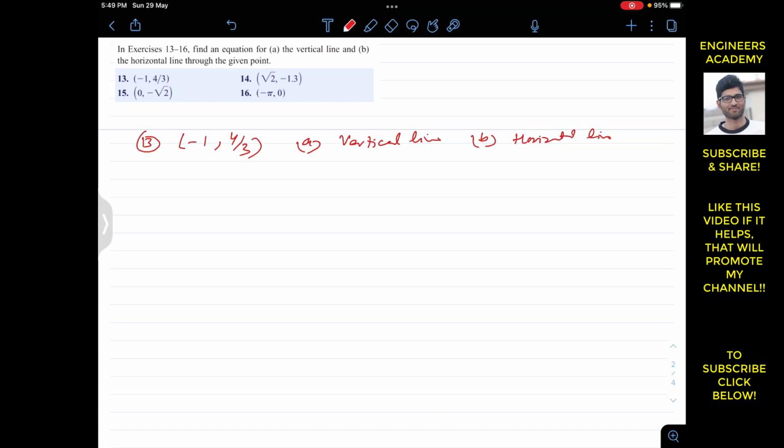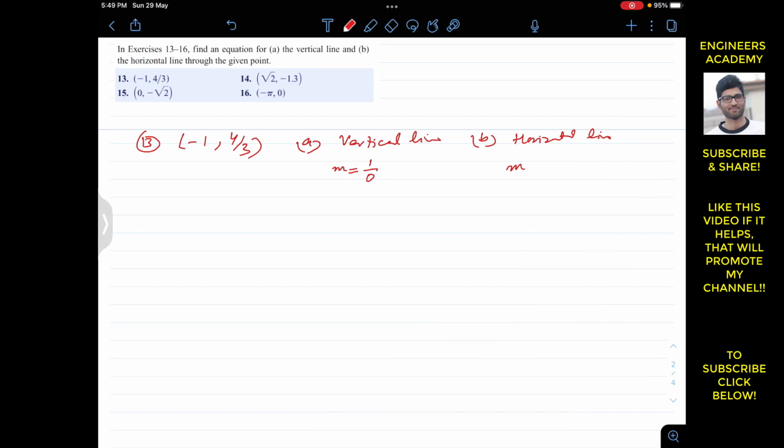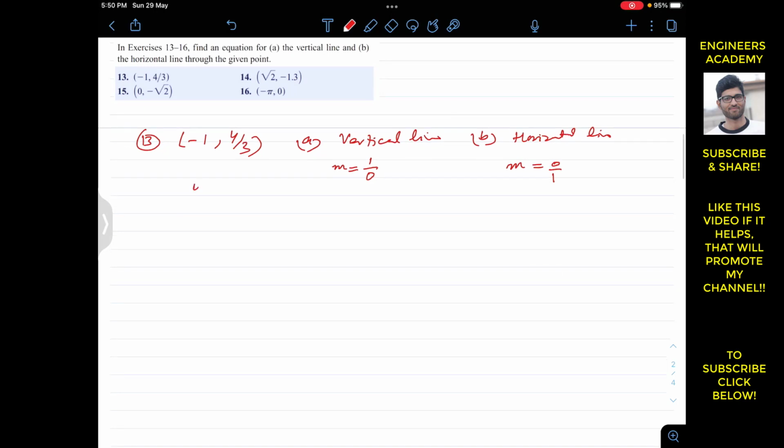So we can say that for a vertical line the slope is undefined, or we can say that this is 1 divided by 0. And similarly for a horizontal line the slope is equal to 0, or we can say that this is 0 divided by 1. So this gives us 0 and this gives us undefined. Now we are going to use the point slope equation. So the point slope equation is y minus y1 equals m into x minus x1.